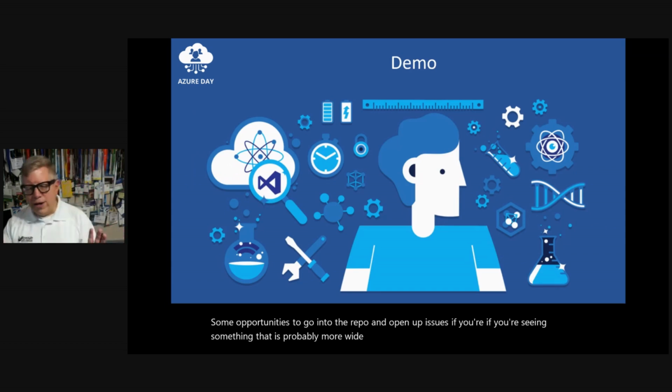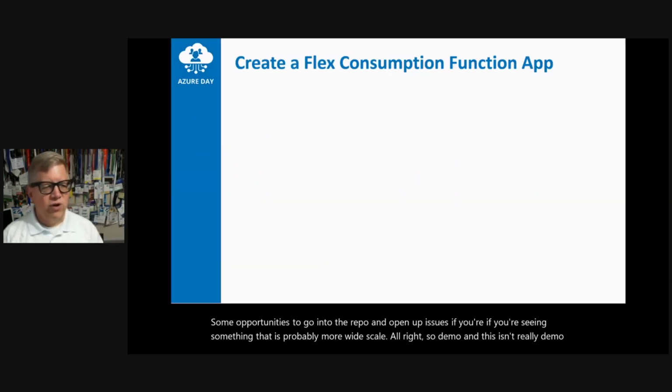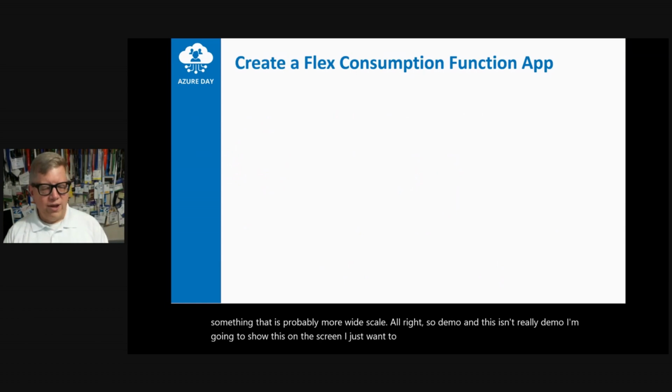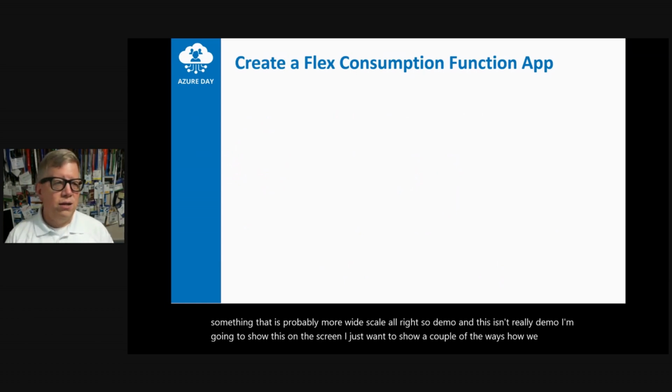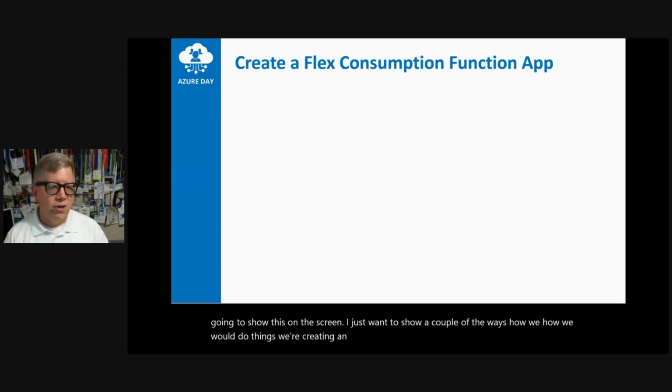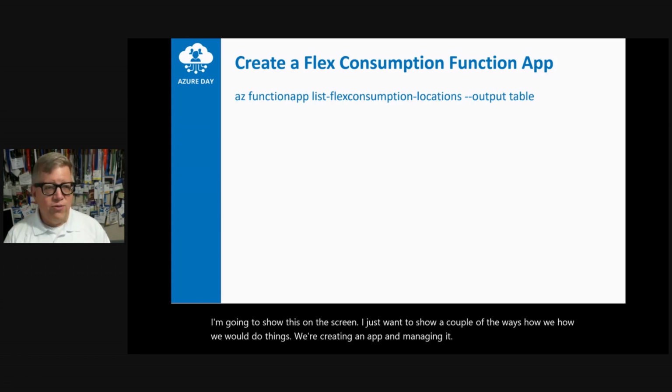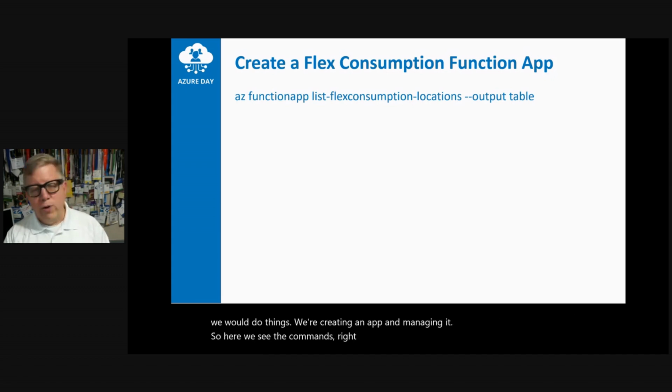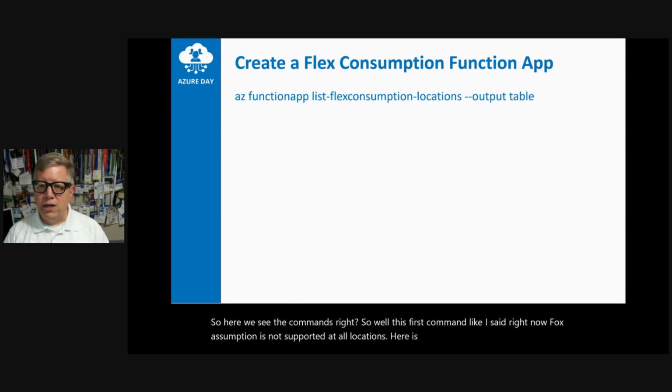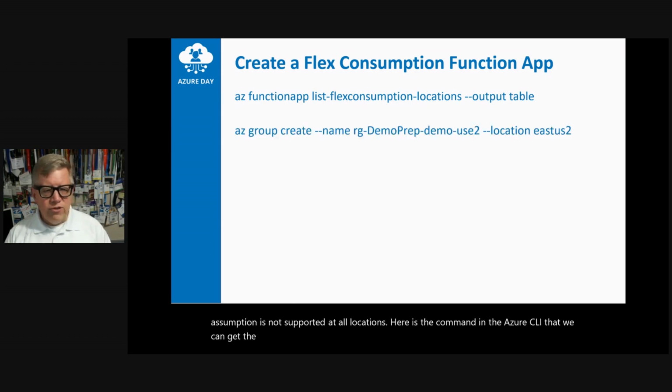All right, so demo, and this isn't really a demo. I'm going to show this on the screen. I just want to show a couple of the ways we would do things when we're creating an app and managing it. So here we see the commands. This first command, like I said, right now Flex Consumption is not supported in all locations. Here is the command in the Azure CLI that we can use to get the list. So if we're creating an Azure function, we can create this in East US. So we'll create the resource group.